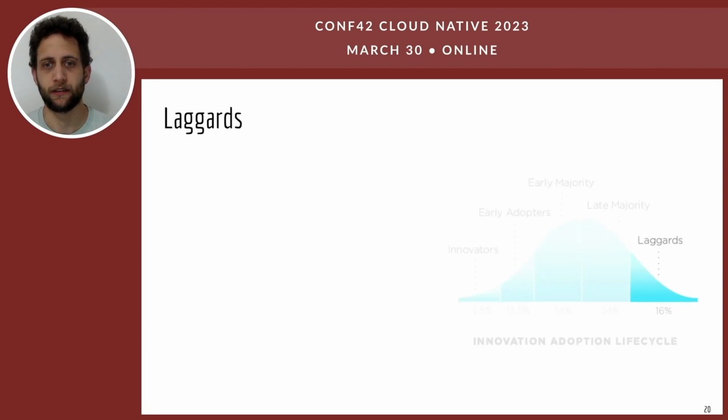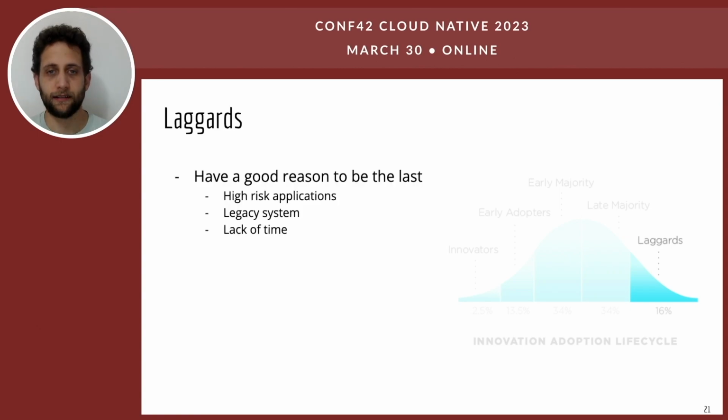The last group is the laggers. In the classic model, this group hates change. They hate it so much, they never do it unless they are forced. Inside the R&D, some teams must be the last to adopt, but it doesn't mean they hate change. There might be other reasons for that.